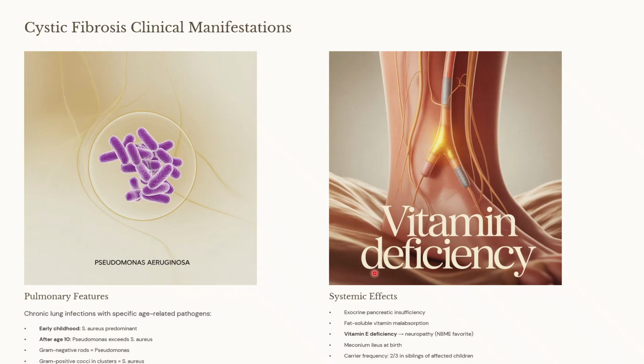The systemic effects are because of pancreatic insufficiency, as inspissated secretion stays within the pancreas. There is exocrine pancreatic insufficiency. The pancreatic enzymes are necessary for the fat soluble vitamins to be absorbed. So fat soluble vitamins such as A, D, E, K are not absorbed. Vitamin E deficiency will present with neuropathy. At birth, the secretions are inspissated, resulting in meconium ileus. And this is an autosomal recessive disease with a carrier frequency of 2/3 in siblings of affected children.